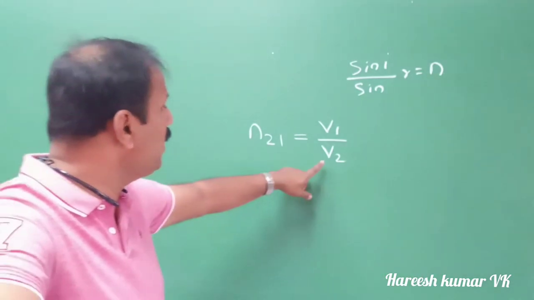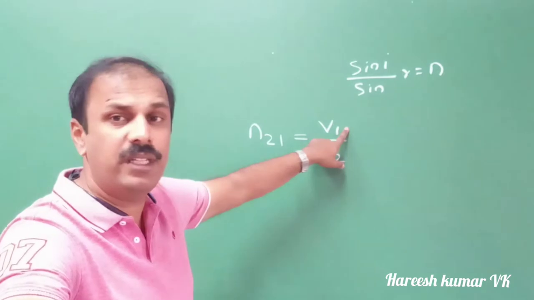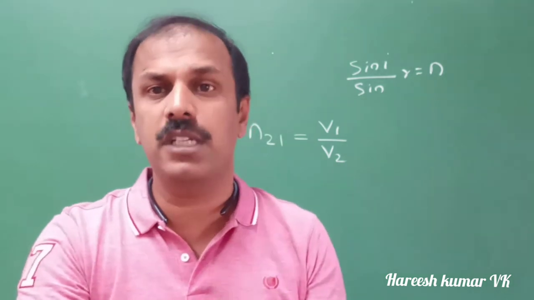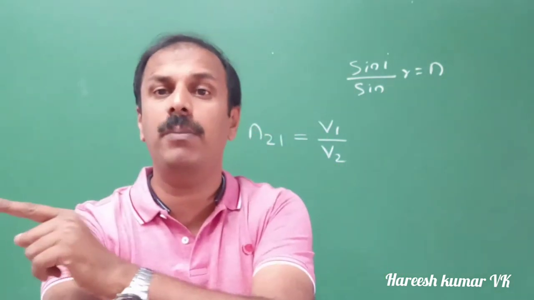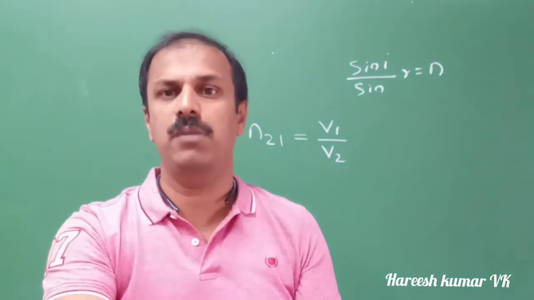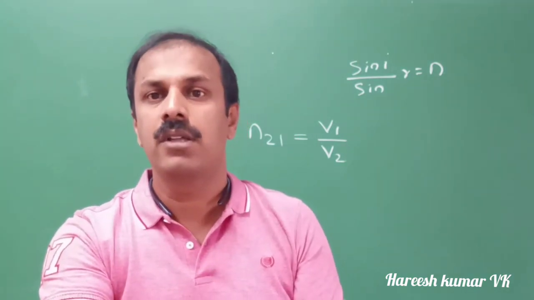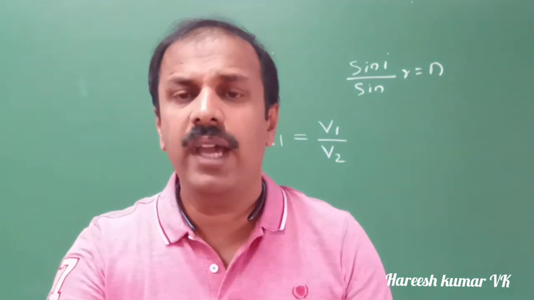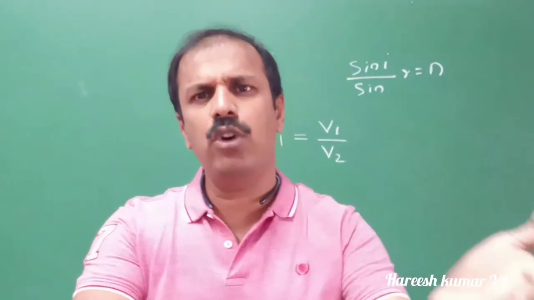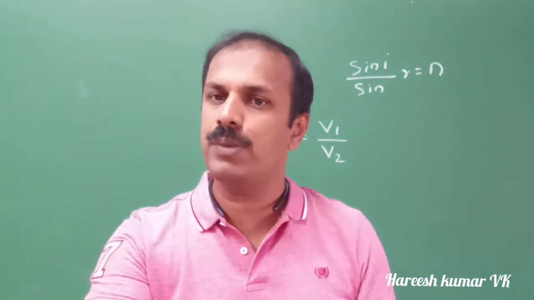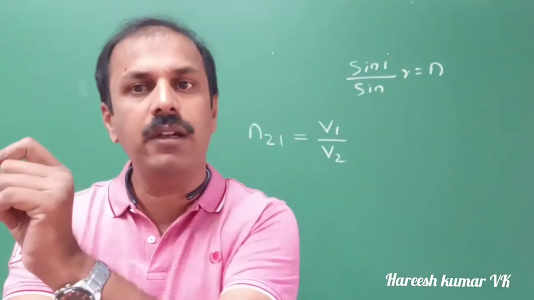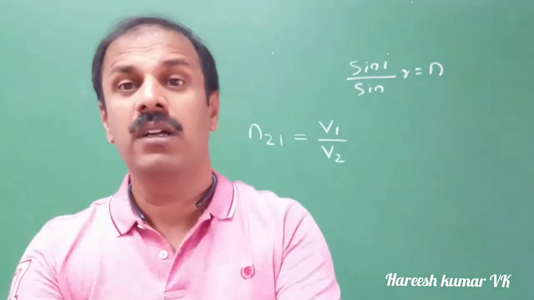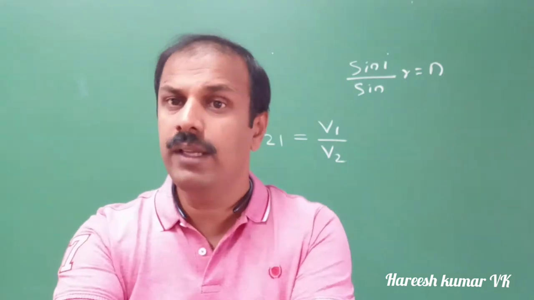So the second medium is in the denominator and the first medium is on top. The refractive index of the second medium with respect to the first medium is given by the speed of light in the first medium divided by the speed of light in the second medium. You should not have confusion about that. For example, if you take air or vacuum and glass, then the refractive index of glass is the speed of light in air divided by the speed of light in glass. You know one thing, the speed of light is maximum in vacuum.